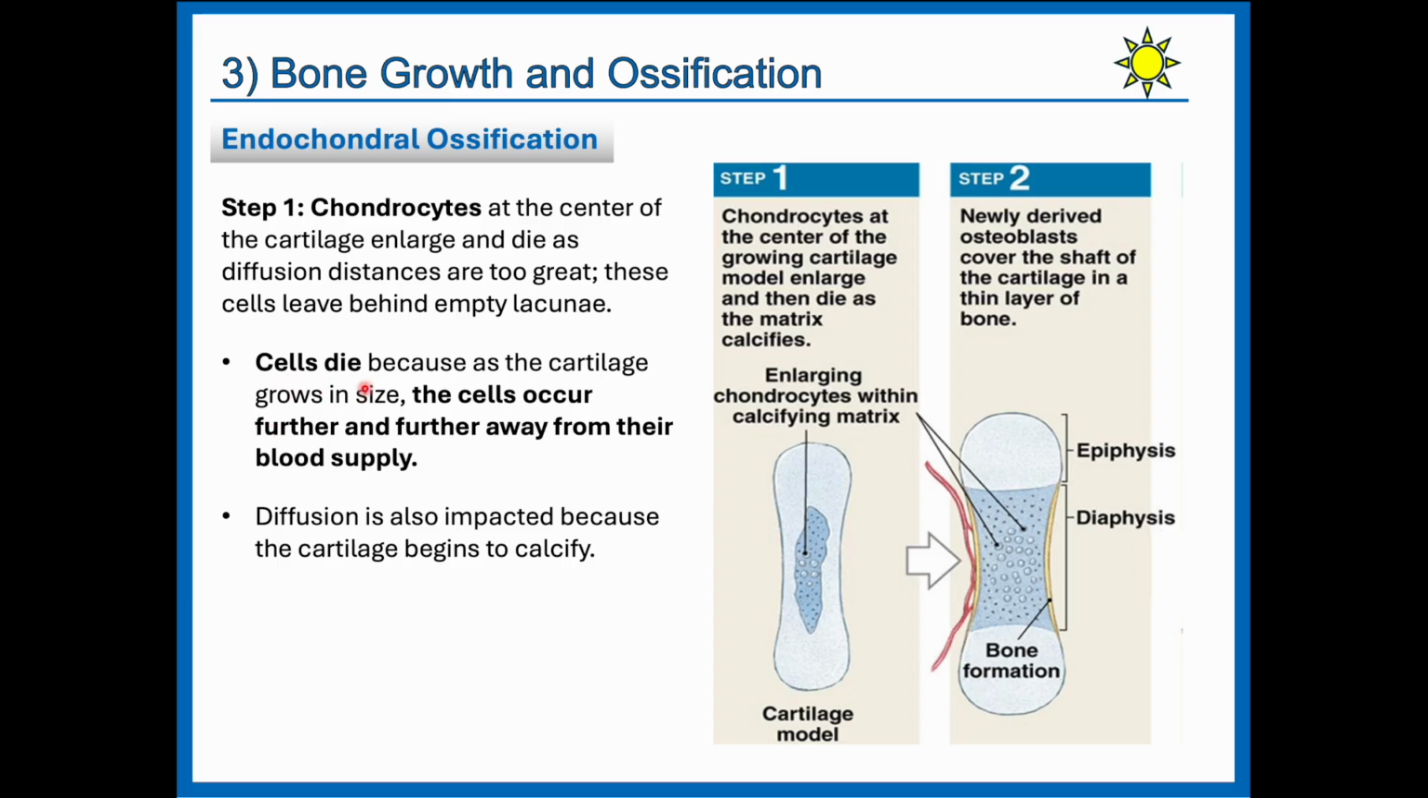Why do the cells die? This is key here. You need to know that the cells die because as cartilage grows in size, the cells occur further and further away from their blood supply. We know that when cells go away from their blood supply, they are going to die. So here there are some blood vessels in the middle, but as the cells grow out, there's less and less blood supply, because the blood supply was in the middle. So as they grow out, they die.